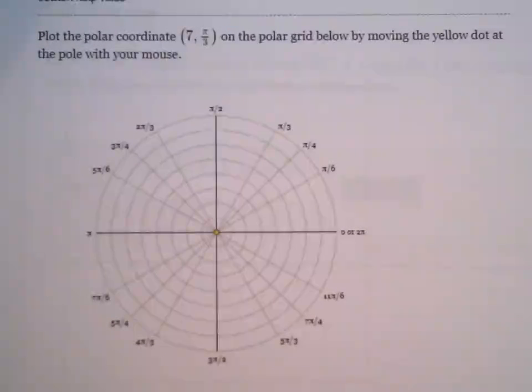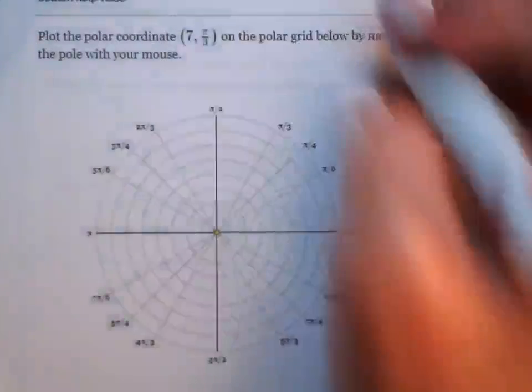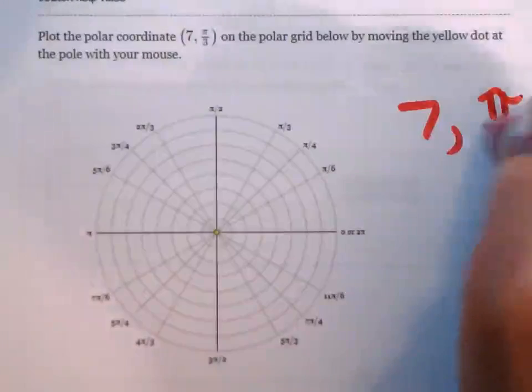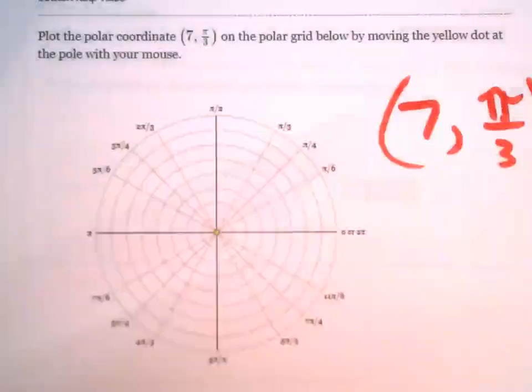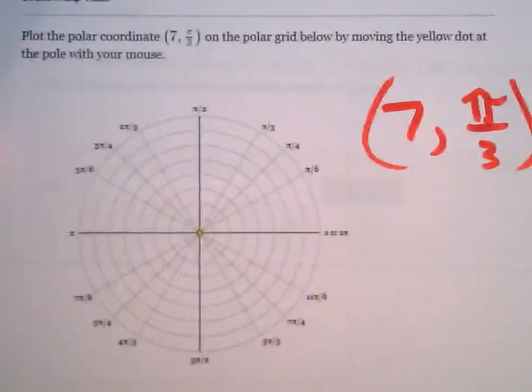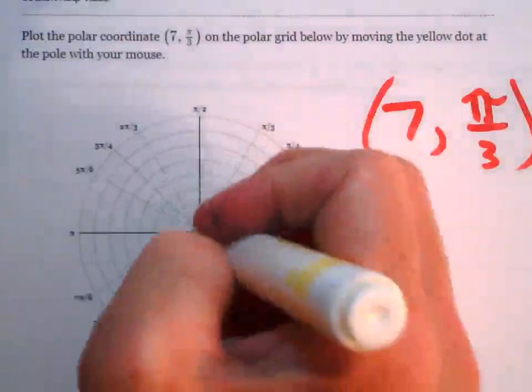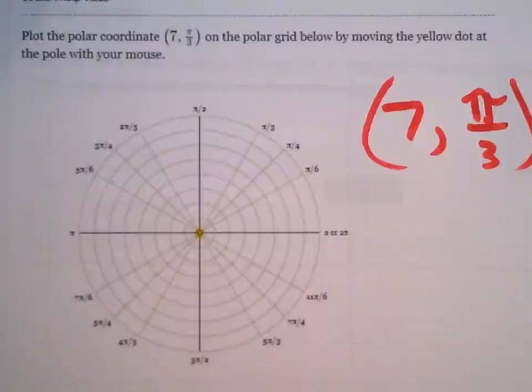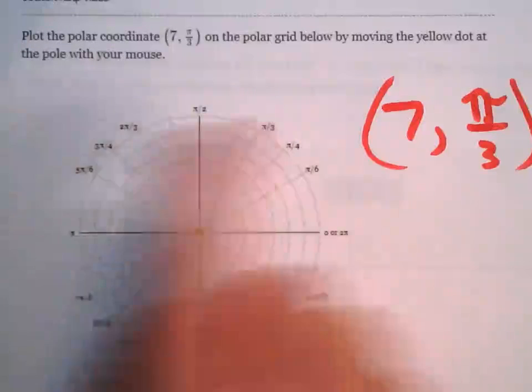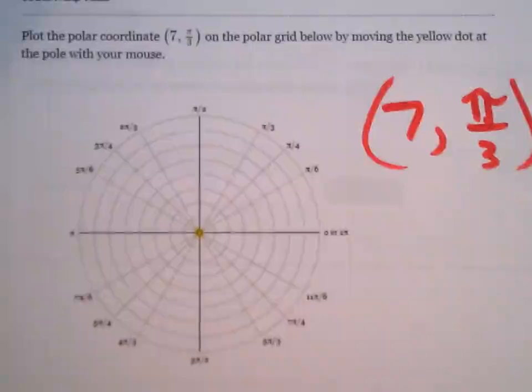So what we have is this 7, pi over 3. Okay, so it says plot the polar coordinate 7 and pi over 3 on the polar grid by using the yellow dot at the pole with your mouse. Now, you can't see it, but right in the middle is a yellow dot on Delta Math. And so you would grab your cursor and move it to wherever you want to put this, and then drop it and hit submit, and it'll tell you if you're right or not.